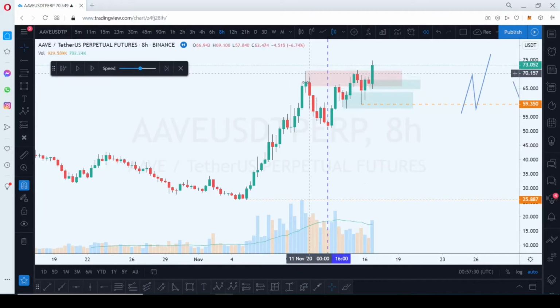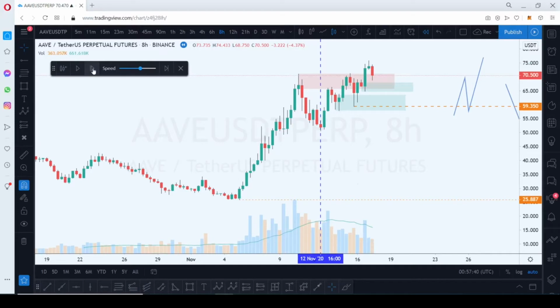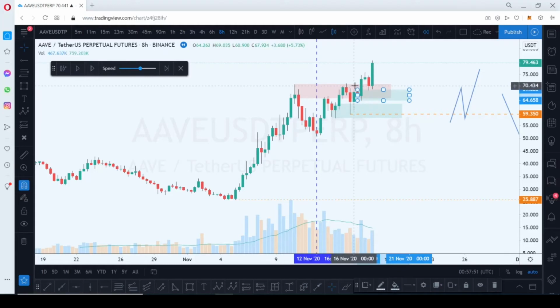This demand has now fully broken the supply with a close above it. Let's see what happens. Okay, now we are coming down. Let's see if the demand will hold. It seems we get a reaction. It didn't touch the demand except to use the highs.